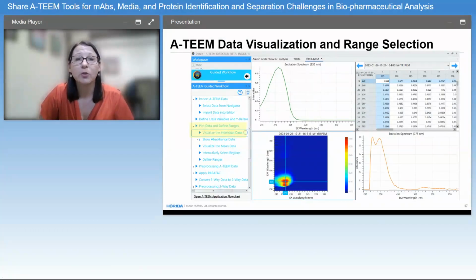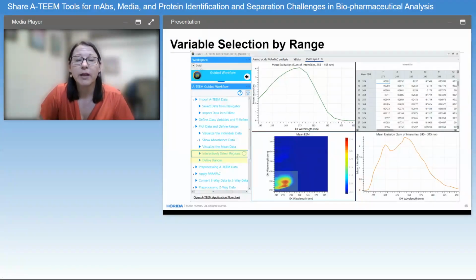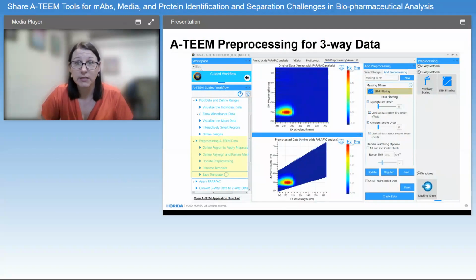Once we do that, we can then move on to data visualization and the range selection. The profile tool enables you to click on your EEM or A-TEEM contour plot and see the profiles in both the excitation and the emission ranges. You can also look at the average or mean of all of your samples, have a visualization of that, and then graphically select the region that you want to use for modeling. So this allows you to exclude any unwanted peaks or regions of the contour plots or background data that doesn't have any useful information in it. And you can use those ranges for all the modeling steps going forward.